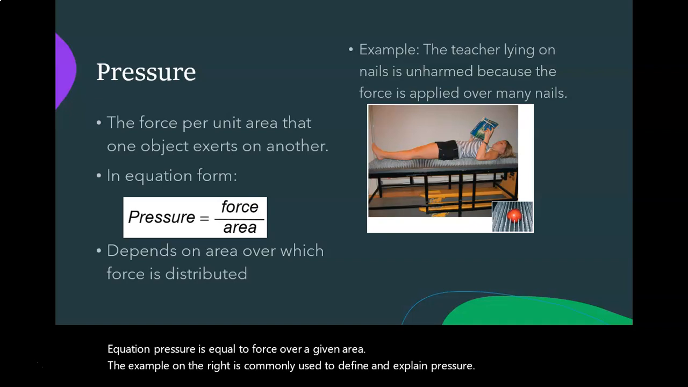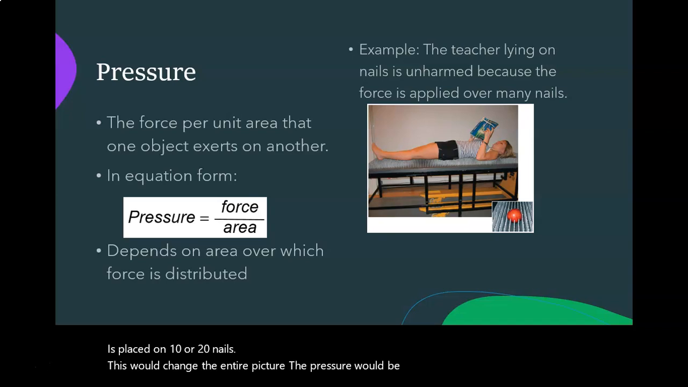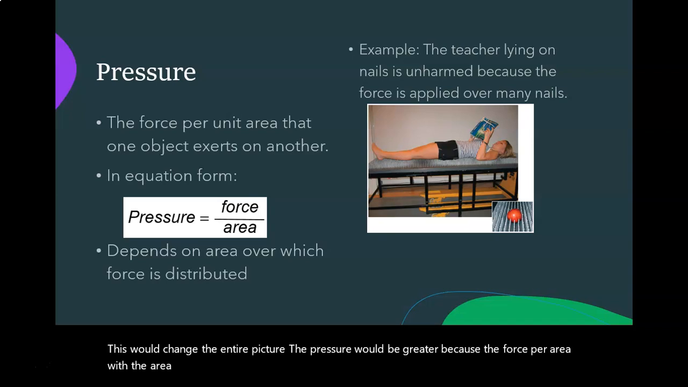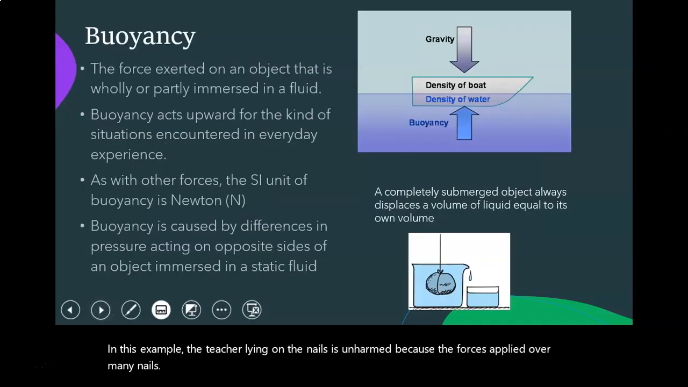In the diagram, we can see that the individual is laying on a bed of nails. This probably consists of thousands of nails. That makes a very great area. If the individual was placed on 10 or 20 nails, this would change the entire picture. The pressure would be greater because the force per area, with the area being less, would be much greater than before. In this example, the teacher lying on the nails is unharmed because the force is applied over many nails.